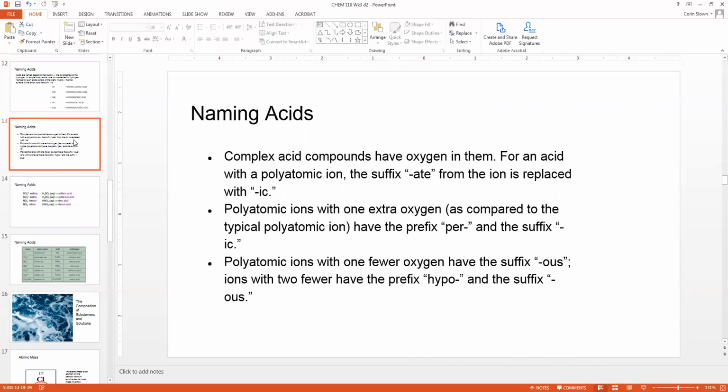So binary acids, though, aren't the only acids that we have to name. There are also complex acid compounds that have oxygen in them. For an acid with a polyatomic ion, the suffix -ate from the ion is replaced with -ic. So polyatomic ions that have 1 extra oxygen, compared to the typical polyatomic ion, have the prefix per- and the suffix -ic. And then polyatomic ions with 1 fewer oxygen have the suffix -ous. Ions with 2 fewer have the prefix hypo- and the suffix -ous.